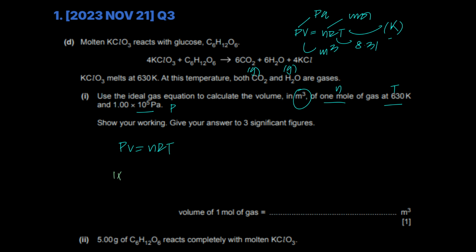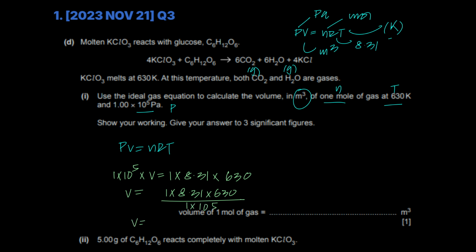So pressure is 1 into 10 raised to the power 5. V I need to find. Moles I have, he's saying 1 mole, R is 8.31. It's given in the exam, at the back of your exam sheet. Right? And temperature is 630 kelvins, right? So you solve for V equals 1 times 8.31 into 630 divided by 1 into 10 raised to the power 5, and you're going to get V in meter cube.